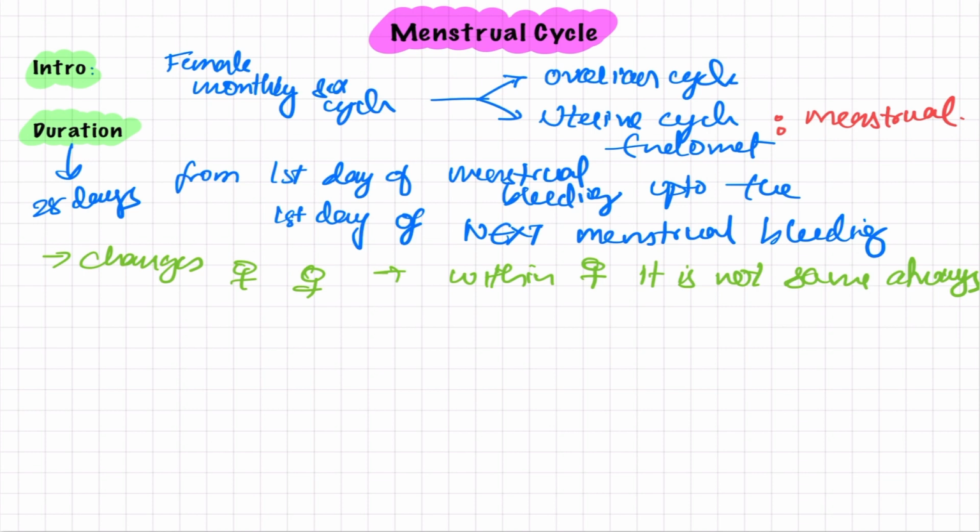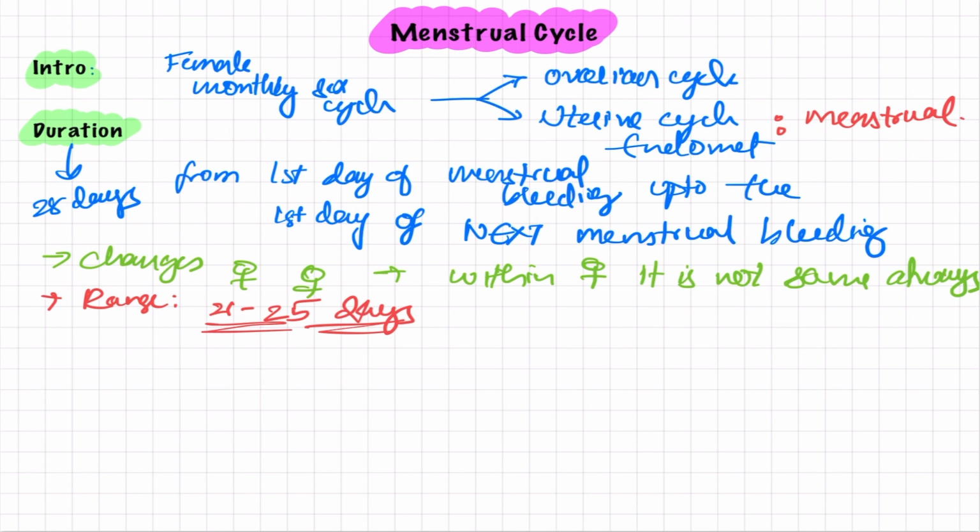Okay, so duration we have learned, and now the question arises, what is that variation, how much variation, what is the range of the variation? So the range is nearly 21 to 25 days. Okay, so that variation is under this range only.